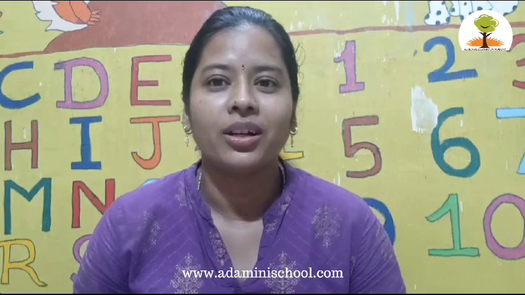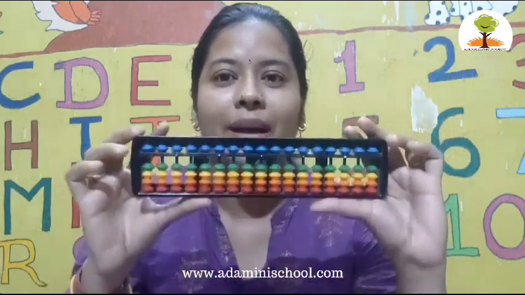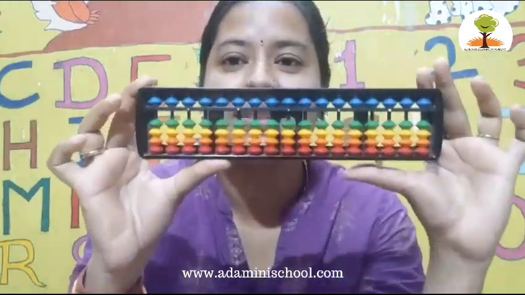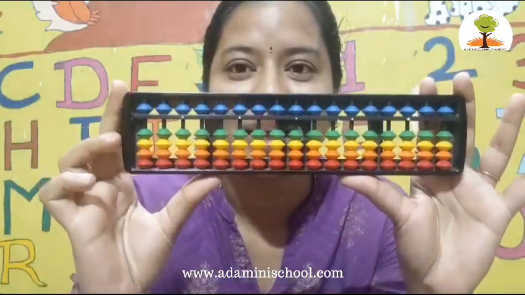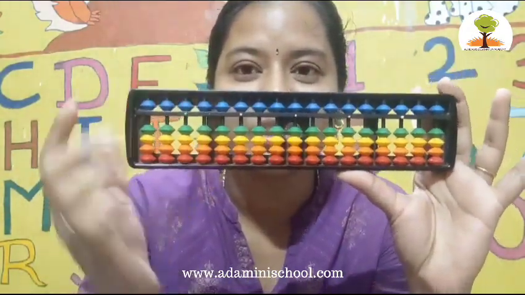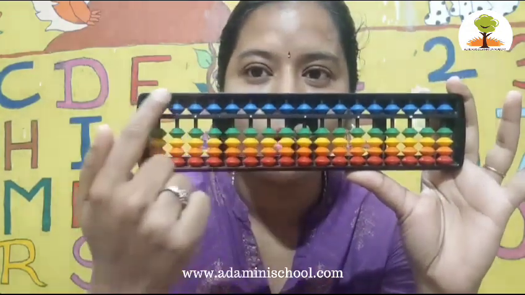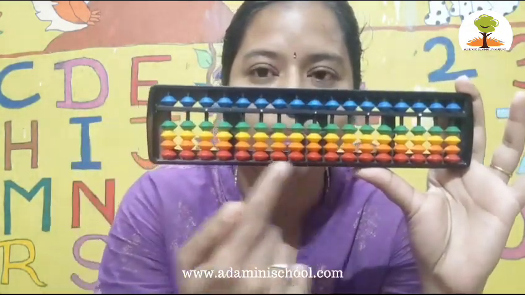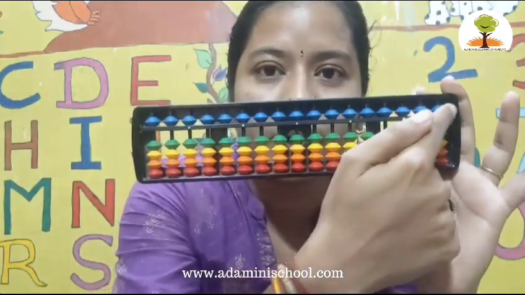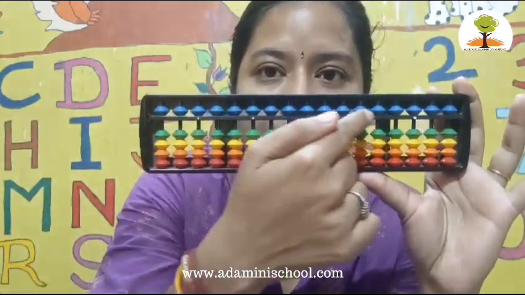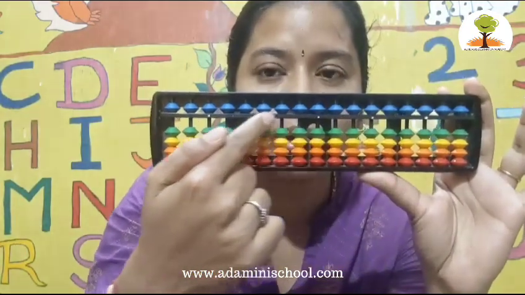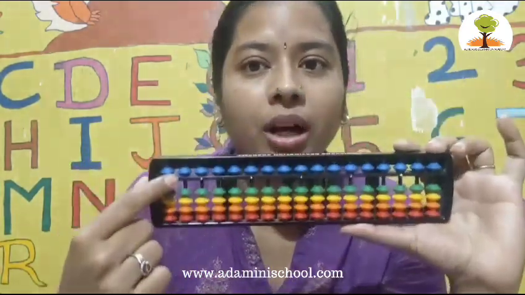I will just give you a quick hint of what is Abacus. This is Abacus kit. Have you ever seen this? Okay, this is Abacus kit. I will just give you short. The outline part is called frame. And the middle bar is called answer bar. And it can also be called value bar.